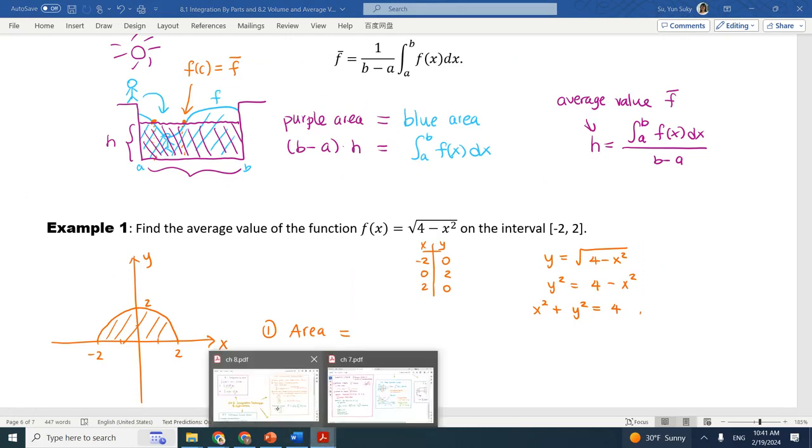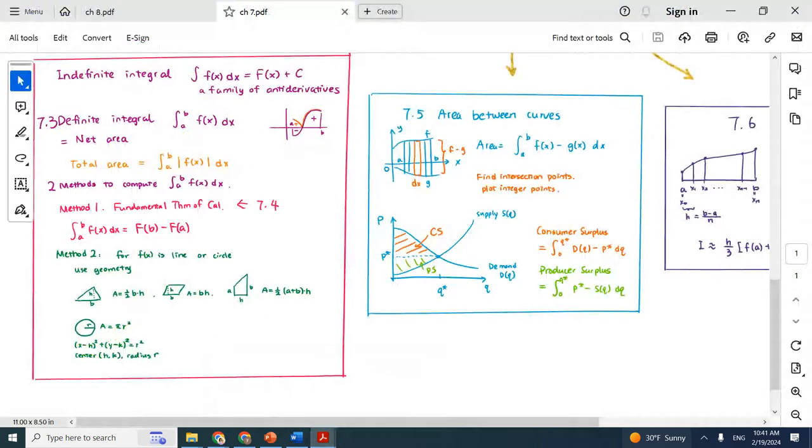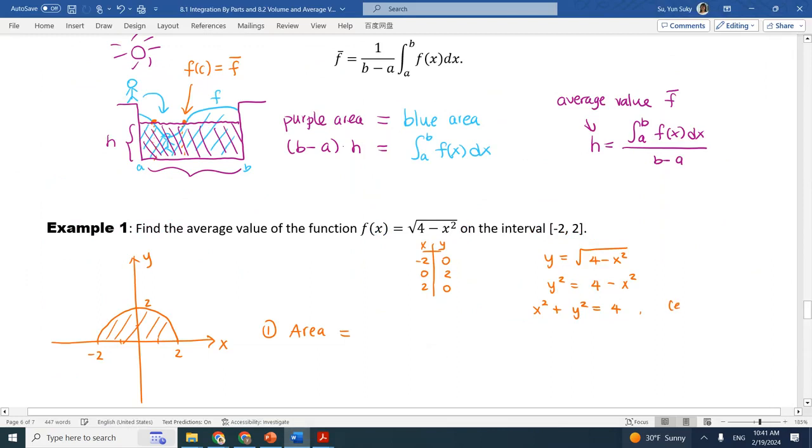Now, compare to the standard form of the circle. My h is 0. My k is 0, because you only have x squared. You don't have x minus a number squared. Therefore, the center is the origin. What is your radius?